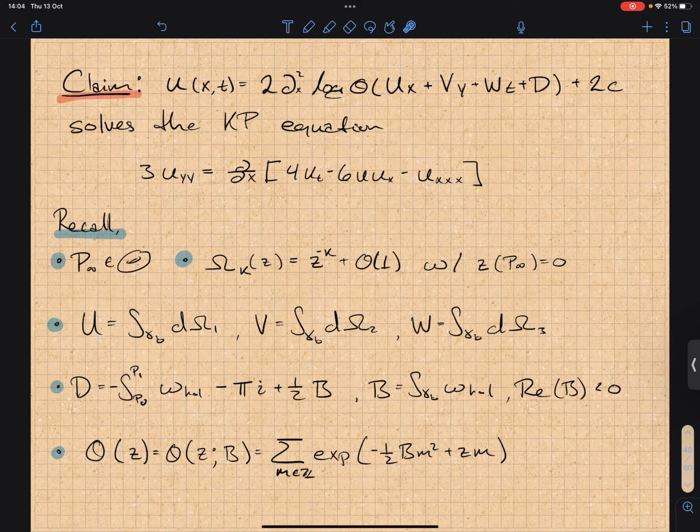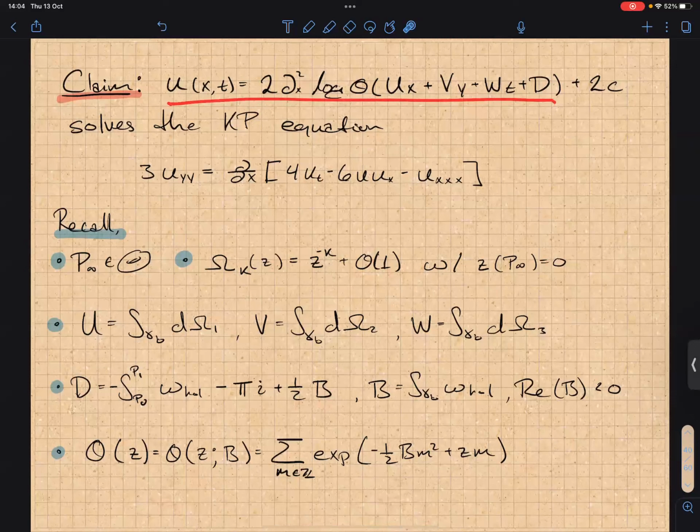So last lecture, I mentioned that if you have this specific solution and then you just try to plug it into the KP equation, then it's non-trivial to check that it satisfies this equation. You need some special relations for non-trivial cancellations. And this is where the theory of Riemann surfaces comes in.